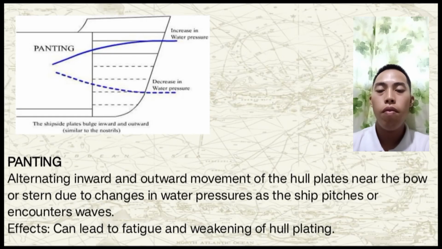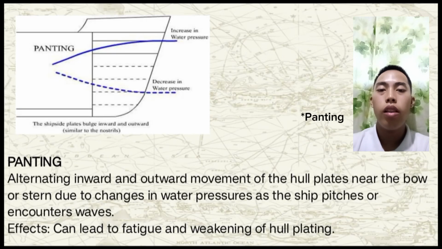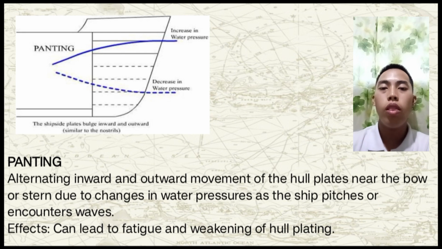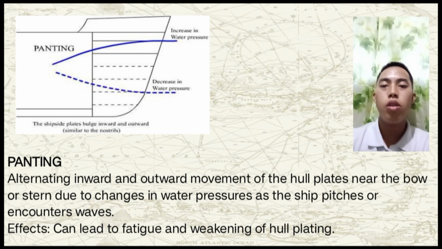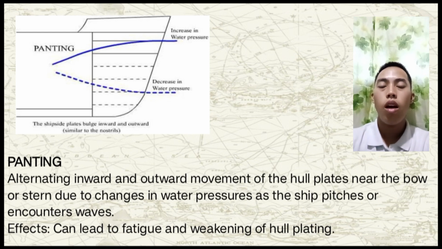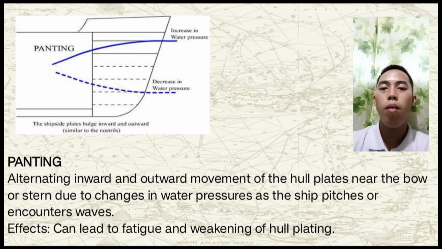So we are in the fifth one, panting: alternating inward and outward movement of the hull plates near the bow or stern due to changes in water pressures as the ship pitches or encounters waves. Effects can lead to fatigue and weakening of hull plating.